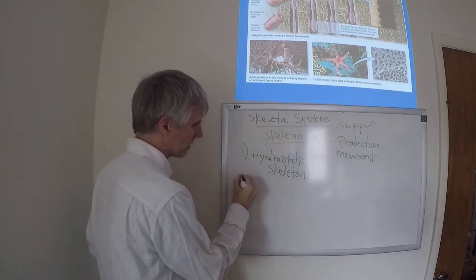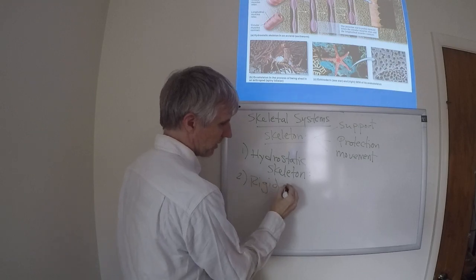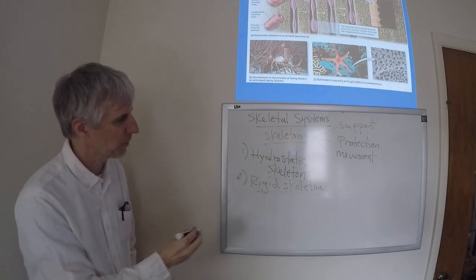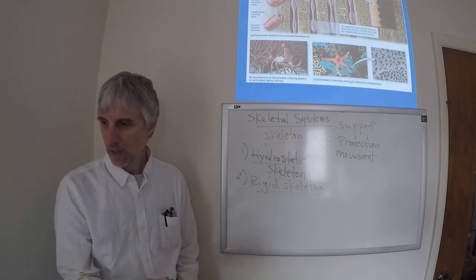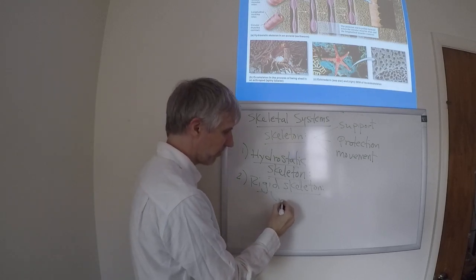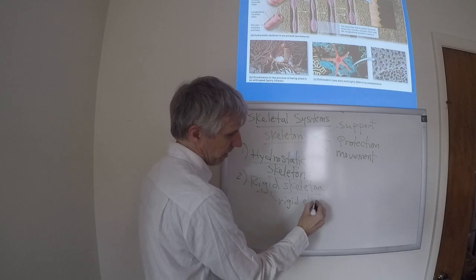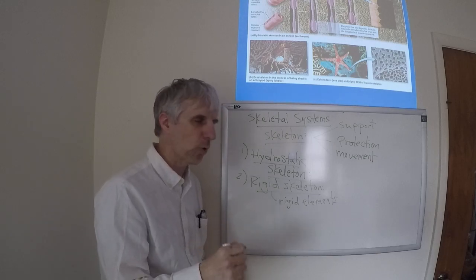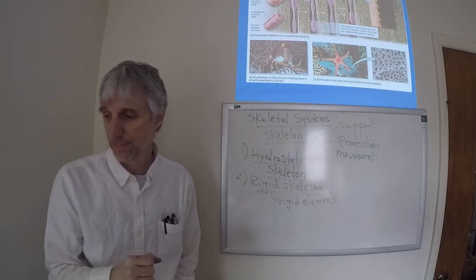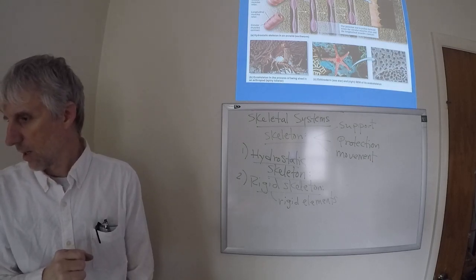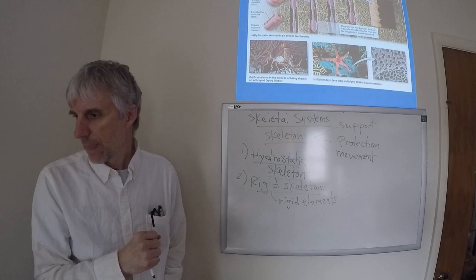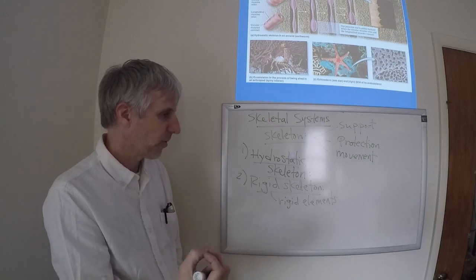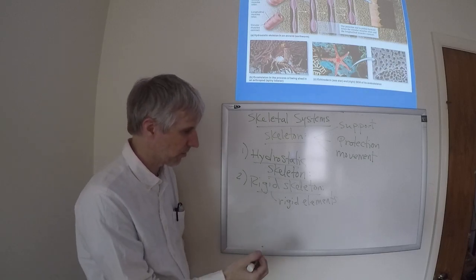All right. The second type of skeleton is called a rigid skeleton. Okay? This one should be fairly straightforward. The rigid skeleton is made up of rigid elements. And rigid elements are structures that don't move very easily. They resist deforming in shape. They're very rigid. Okay? All right, and then what we're going to do is use these rigid elements with anchor points for muscles to be able to move the rigid elements around.